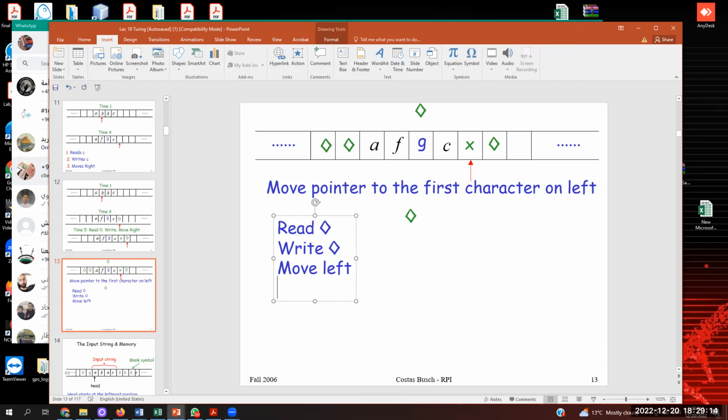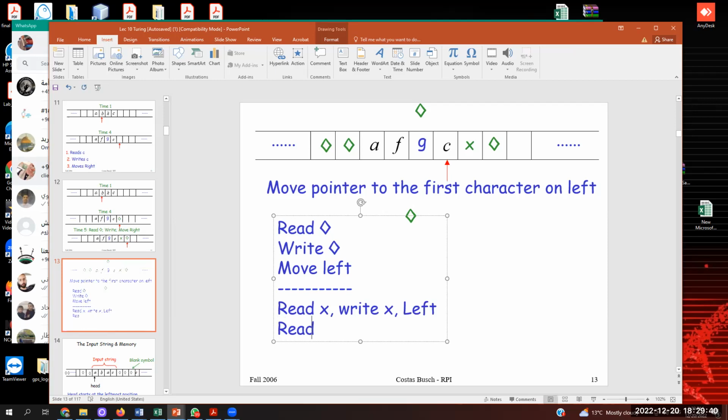My second operation will be like this. I'll say read X, write X. Okay, keep the X and move left. So I read the X, put it back, and then I'm here. Then read C, write C, move left, and I can continue this operation.